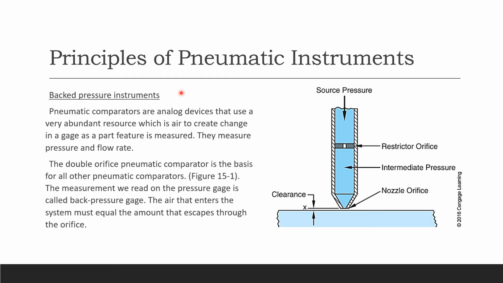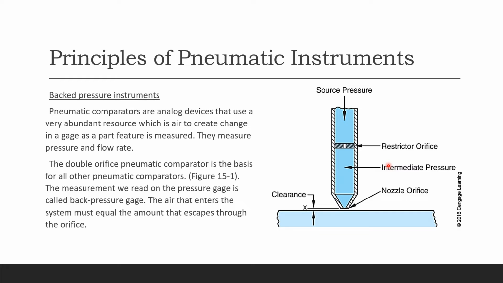Okay, principles of pneumatic instruments. First thing you have to know is the back pressure instruments. So pneumatic comparators are analog devices. And they use a very abundant resource, and that is air, to create change in a gauge as a part feature is measured. They measure pressure and they measure the flow rate. The double orifice pneumatic comparator is the basis for all other pneumatic comparators.